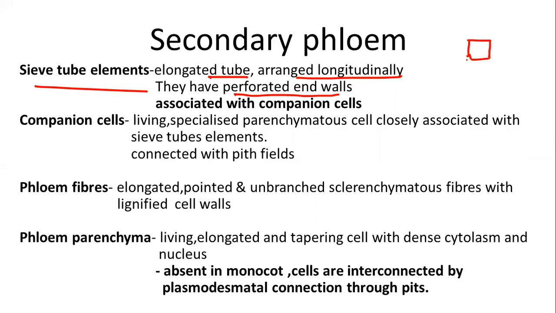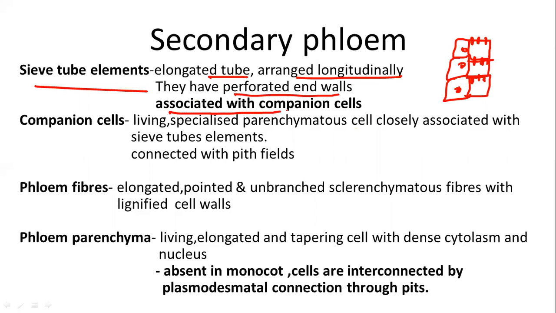Let's say this is a sieve tube, and usually sieve tubes are arranged longitudinally. Each sieve tube will have pores on its corners. Why? Because usually the sieve tubes will be connected with companion cells.